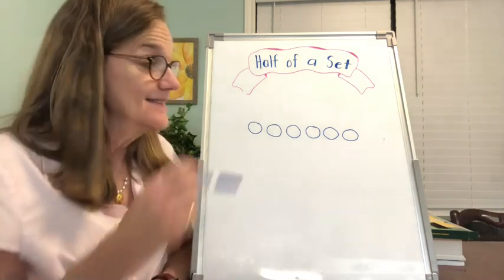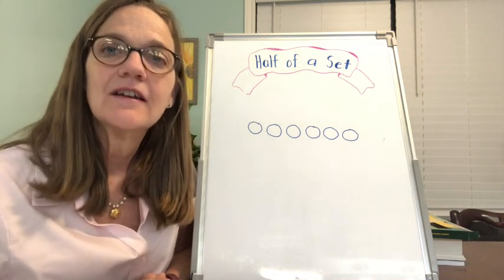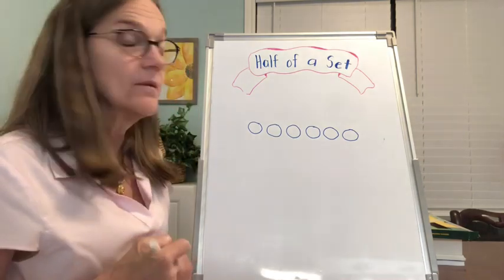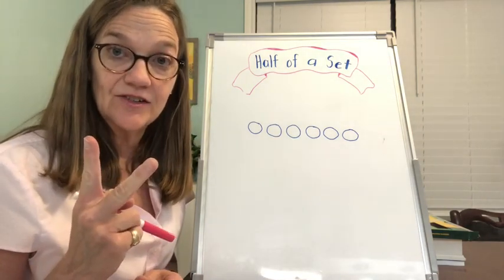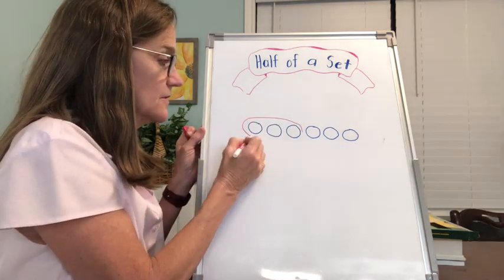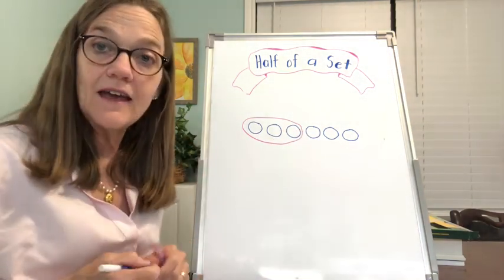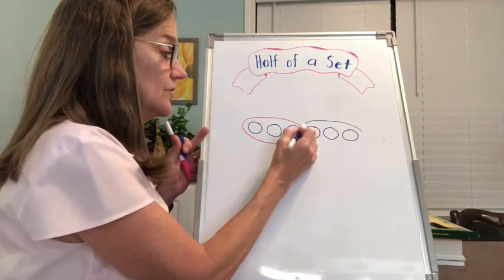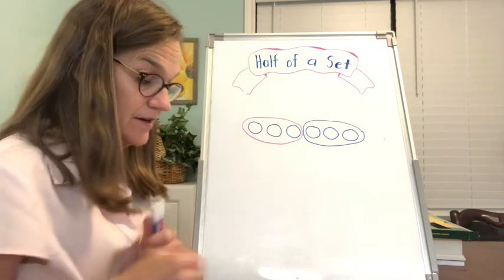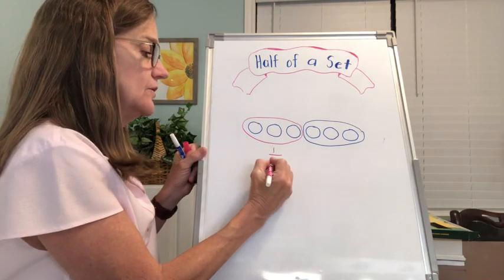Can I divide this set into 2 smaller equal sets? Sure I can. How many should I put in each set? I want to make 2 small sets. Here will be the first set. And here will be the other set. So I can divide this set in halves. And 1/2 of the whole set is here.